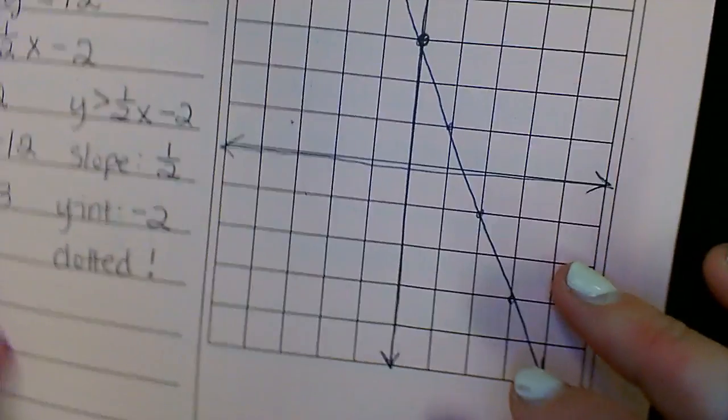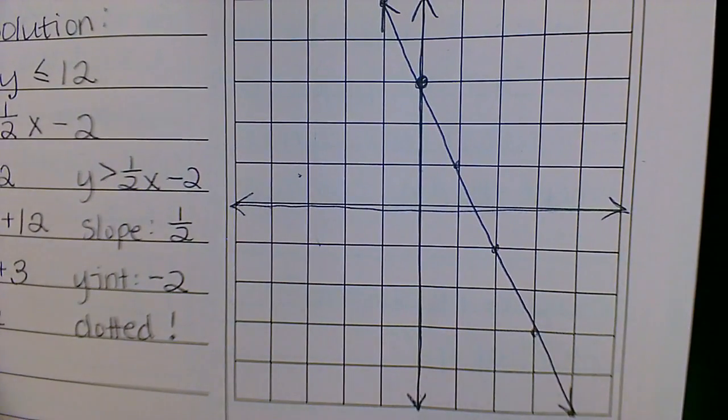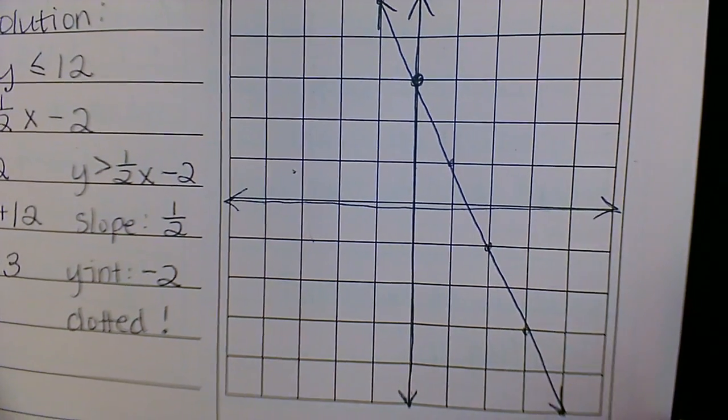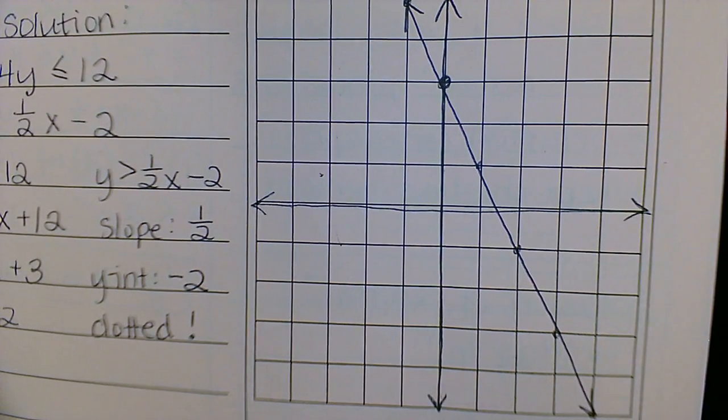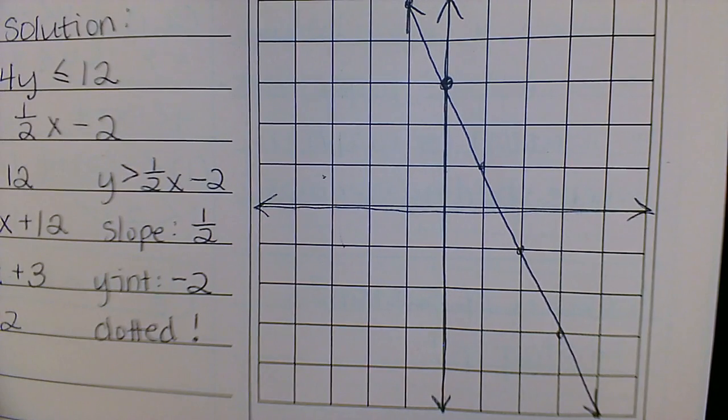Great. Now, because this is an inequality, though, I'm not done. I still need to go ahead and shade one of the sides. So can anyone talk me through how I'm going to pick which side to shade? Who's raising their hand? Sean, go ahead. Yes, I'm going to test a point. Sean, pick a point that you want to test. Perfect, Sean. I did the exact same thing.